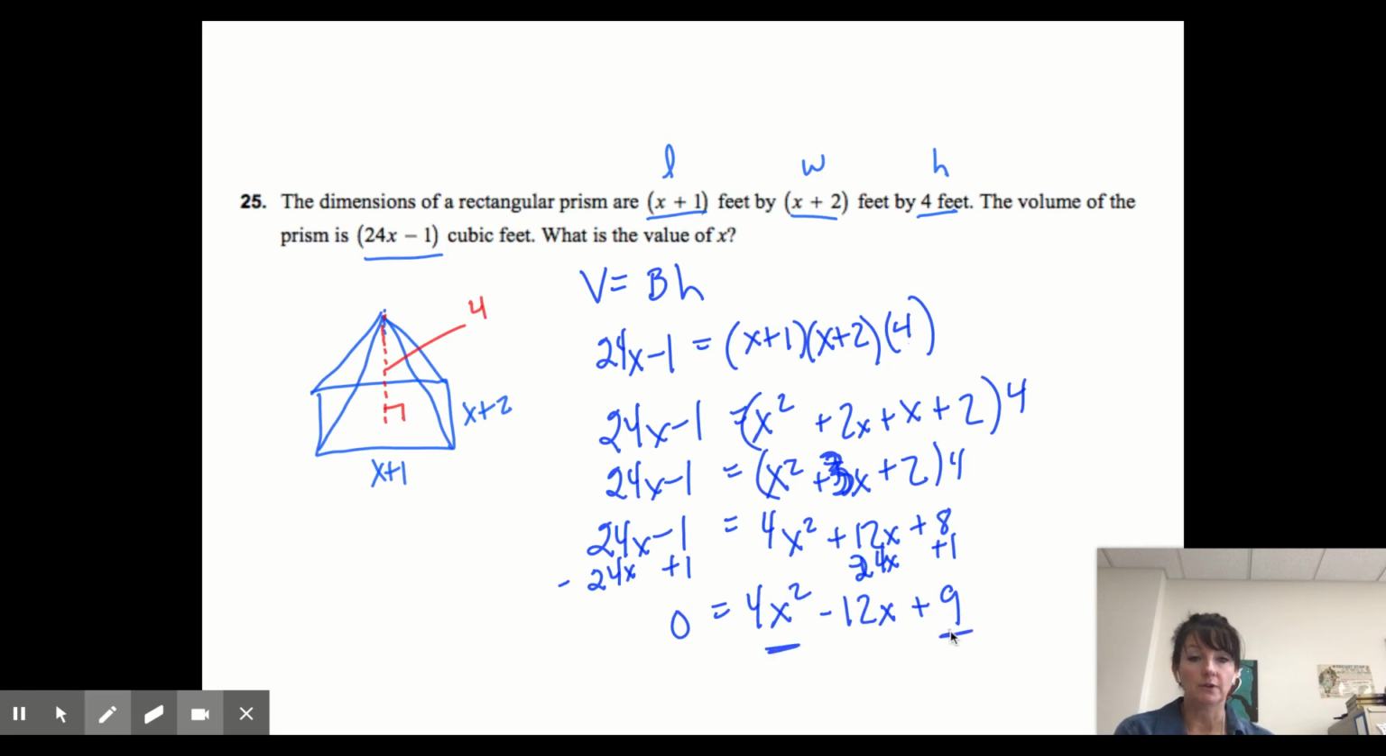Perfect square, perfect square. So we have 0 is equal to 2x, because the square root of 4x squared is 2x, square root of 9, and then this is the pattern with the subtraction, so 2x minus 3 quantity squared. So when we solve this, we only have to solve it once for x, and finding the value of x answers the question. We would be adding 3 and dividing by 2. So x is equal to positive 3 over 2.